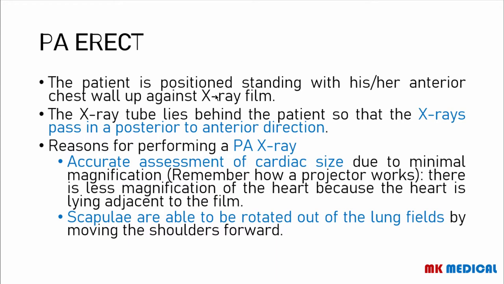So we'll begin with our posterior anterior erect x-ray. So remember, this patient is positioned standing and his anterior chest wall is facing the x-ray film, and the posterior is facing the x-ray tube. So it means that the x-rays are going to be entering the patient from the back of the patient to the front. So they're going to be getting in from a posterior aspect going towards an anterior aspect. So it's going to be a posterior-anterior x-ray.